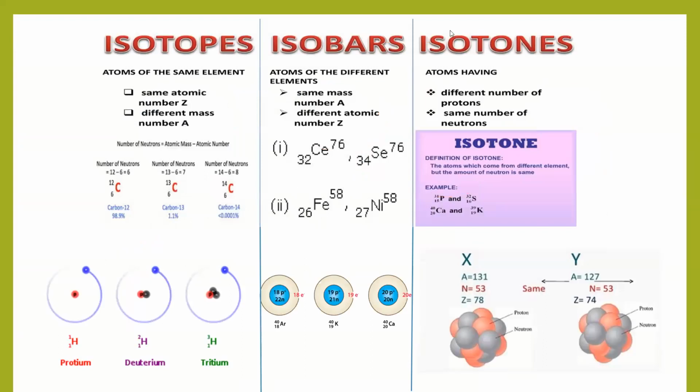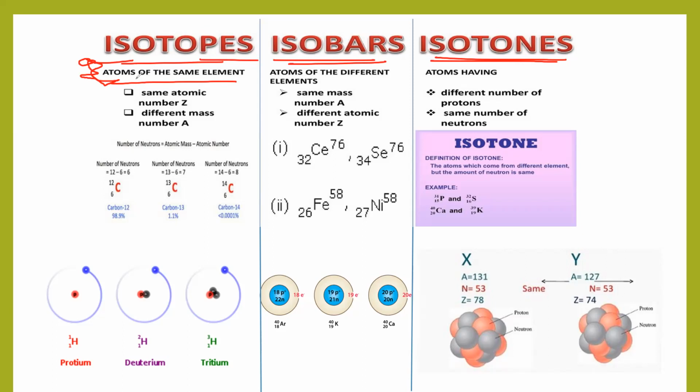Okay, now come to the classification of atoms. Element, not atom, how can you classify elements? There are 3 types: isotopes, isobars, and isotones. These are the categories of classification of atoms on the basis of number of protons, neutrons, or mass.